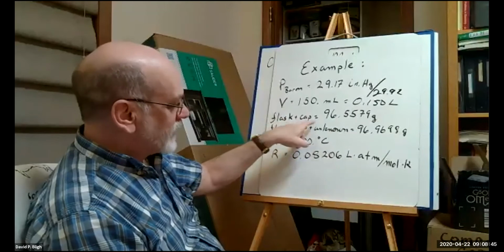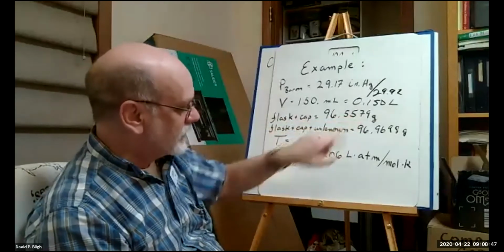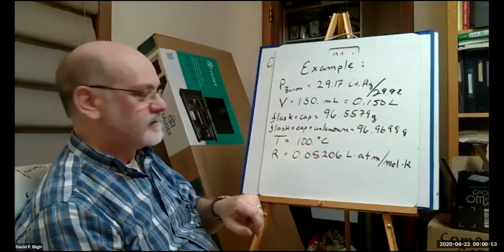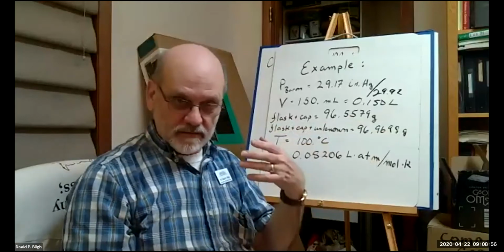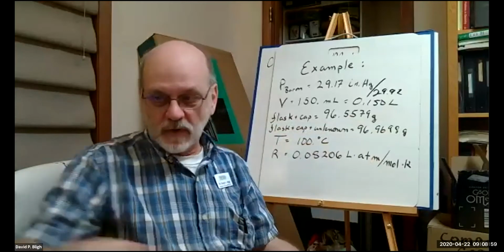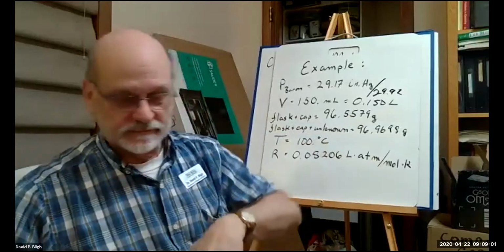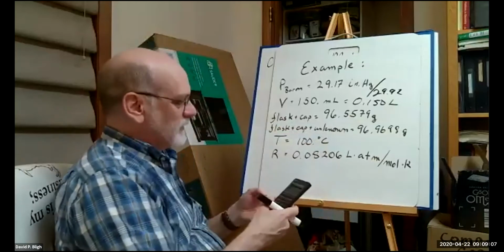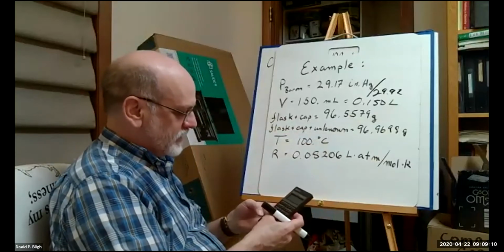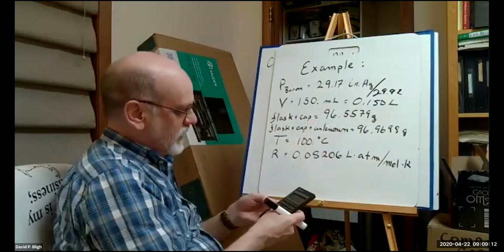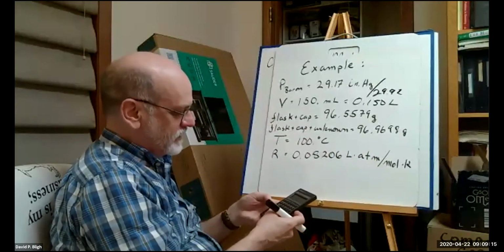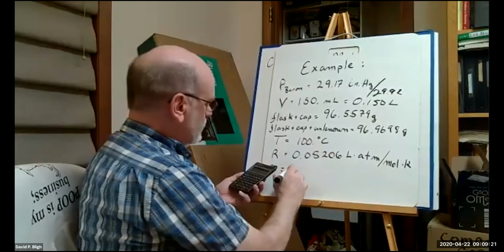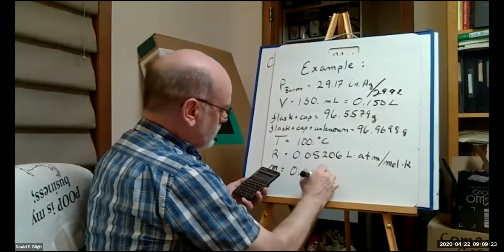The flask with just the cap on it, the empty weight, is this. And the flask with the cap and the unknown in it is this. So what's the mass of the contents of the flask? Well, you have to subtract the smaller one from the bigger one. So that means you have to know how to operate your calculator. So 96.9698, subtract the smaller one, 96.5579, tells me that the mass is 0.4119 grams.